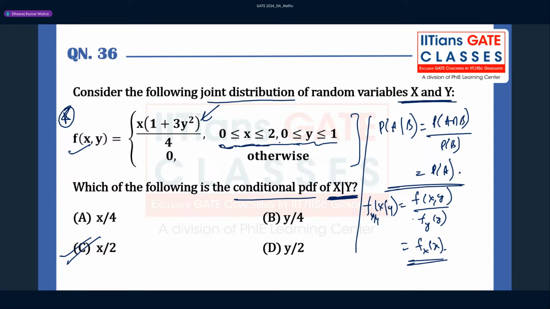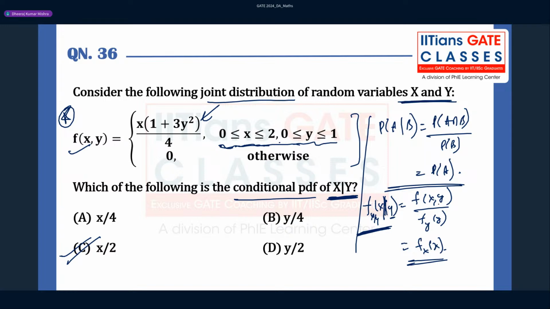The realization will be that they will never give you a question where a lot of calculation is involved. In this question you can assume, and if they haven't given it, you can check also. So this is the conditional density function, equal to the joint density function upon the marginal density function of y. And now, since x and y are independent, you can write this as f of x times f of y, the product of the individual density functions.